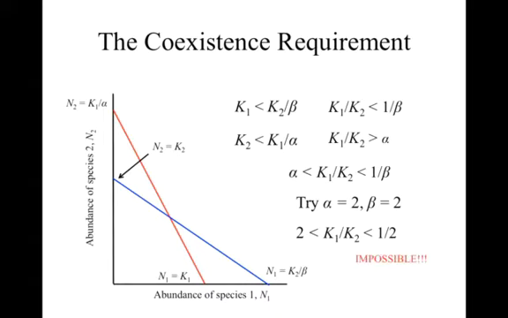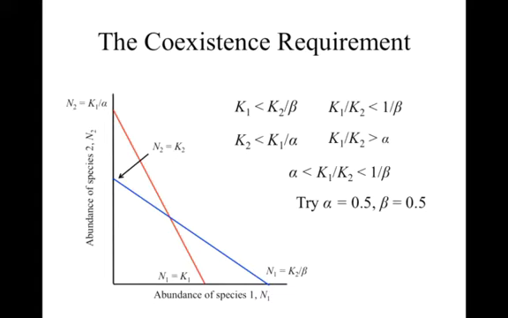So this is impossible, right? So it's impossible to get coexistence when interspecific competition is stronger than intraspecific competition for both species. It just doesn't work out.